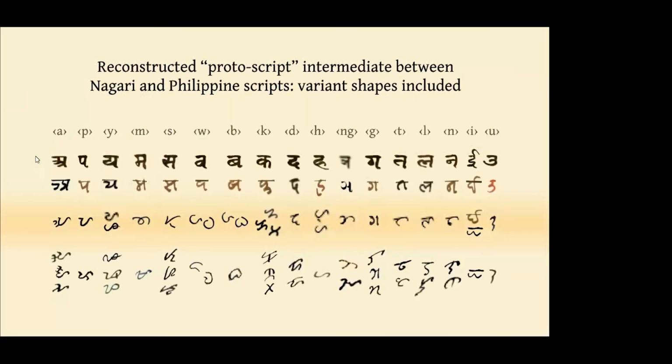So when you apply these regular correspondences, regular changes that apply to the Philippine letters, without the extra changes, you can reconstruct an intermediate proto-script that you see in the orange band here. And then the extra further changes that apply after are found in the Philippine letters below.